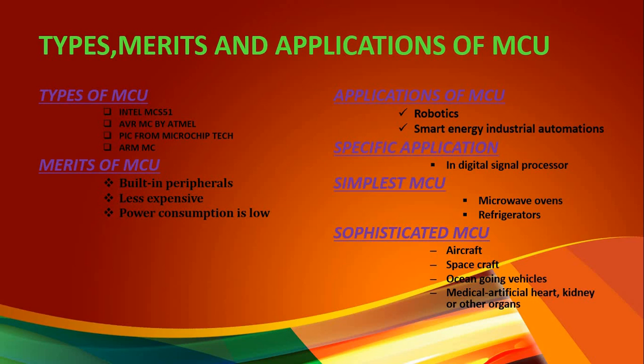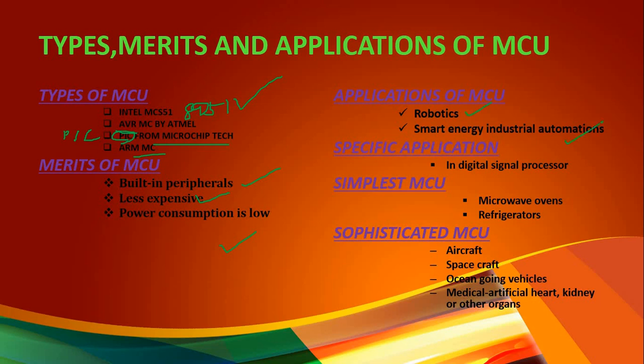See, there are some types, merits, and applications of a microcontroller unit. This MCS51 is one of the types. This is the 8051. This 8051 only we are going to study in brief. Okay. Next one is AVR by Atmel. Microchip Technology announced a PIC, that is programmable interface controller, and ARM. Merits are it has built-in peripherals, it's less expensive, power consumption is low, and applications are robotics and smart industrial applications.